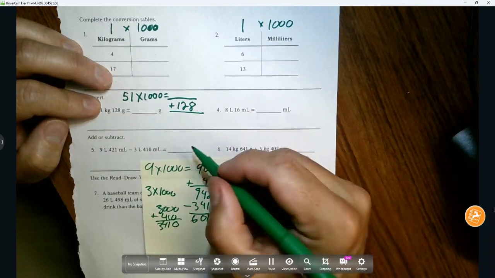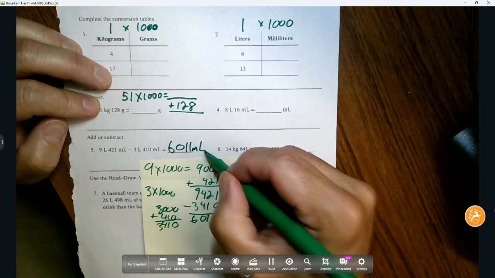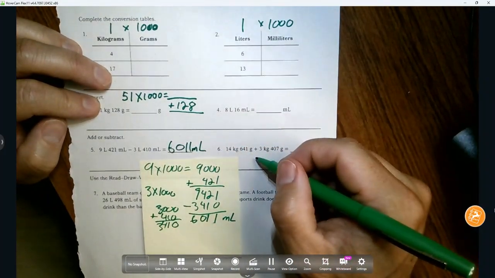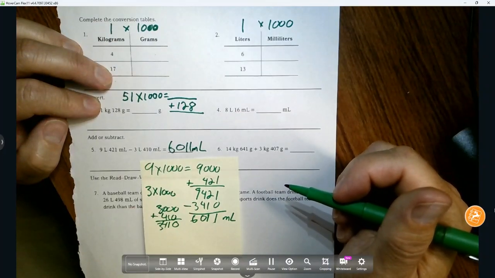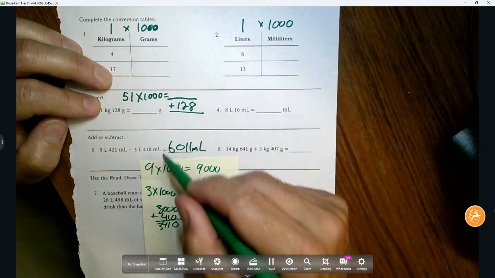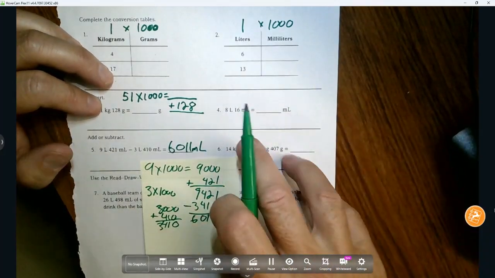So our answer right here, 6011 ml for milliliters. This one, you're just adding. That one's a little bit easier. Not easy, a little bit easier than this one. All right, so make sure you do your conversions, everything the same way, and work that one out.